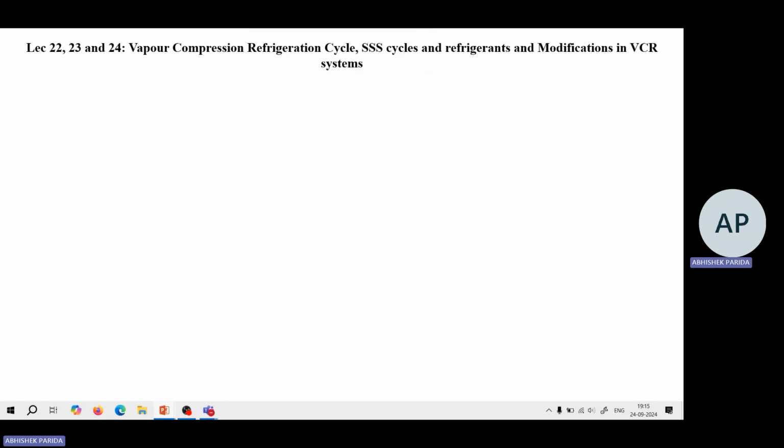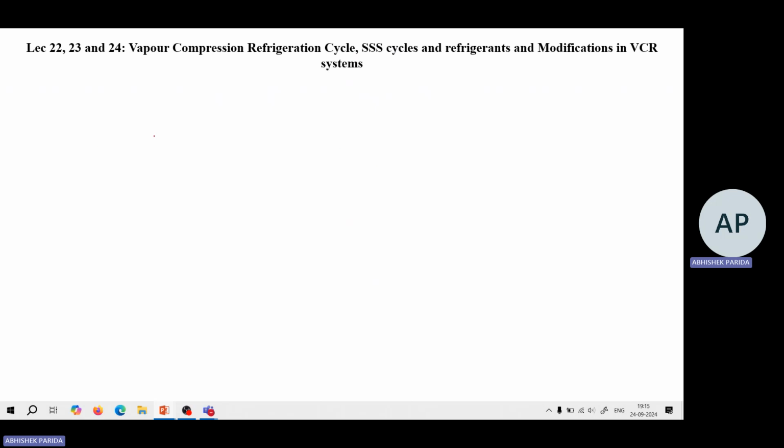Now let's start. In this week, we have covered lectures number 22 to 25, where we have discussed various forms of refrigeration cycles, starting with vapor compression refrigeration cycles, where we have discussed the triple S cycle and the refrigerants that are used, and some of the modifications in the vapor compression refrigeration cycle for enhancing its output.